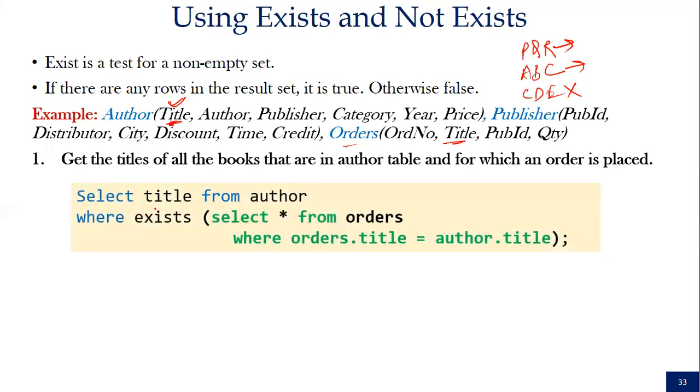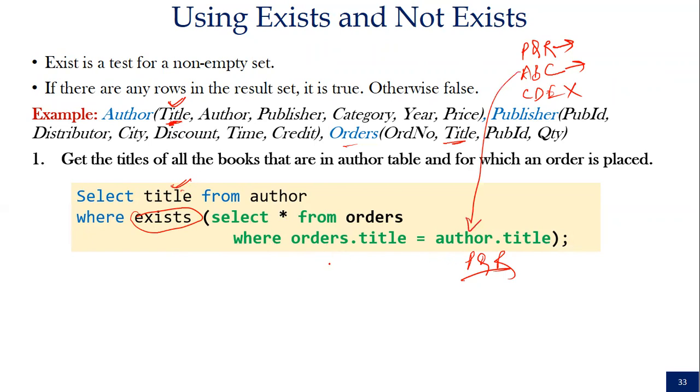So you can write that query as: select title from author where exists. Here we are using EXISTS to check whether any row exists with that title. For the first case, if the title is PQR, then here we are writing PQR for author PQR. If PQR exists in the order table, then the row will be selected. If any row is selected, it means the EXISTS operator returns true, so that title will be selected. Okay, for the second row, again we are seeing ABC, so here ABC will be there.